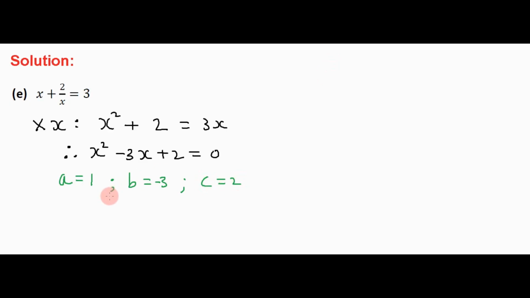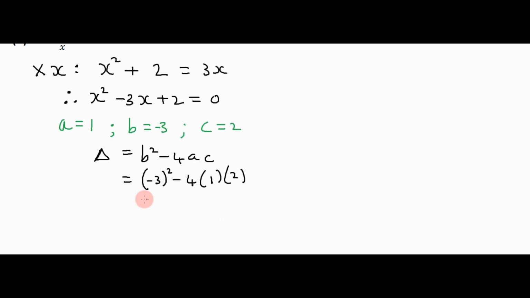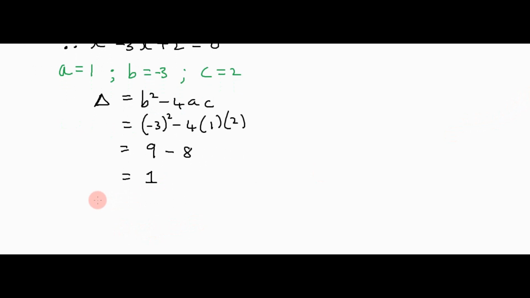Now we can substitute into delta. So we get negative 3 squared minus 4 times 1 times 2. And this, of course, is 9 minus 8, which is 1. Now, 1 is a perfect square, so we can see that delta, therefore, is a perfect square.